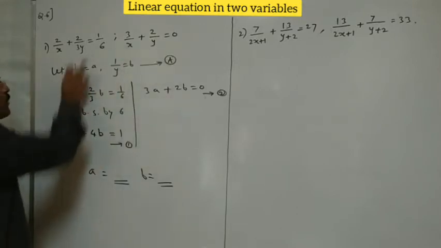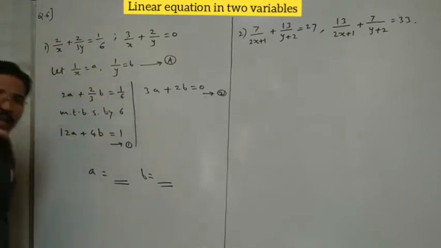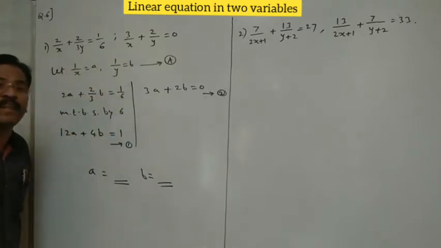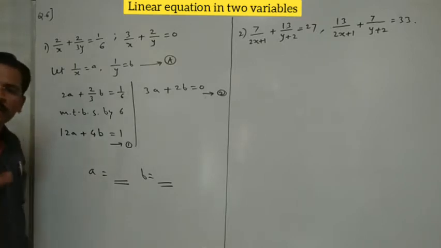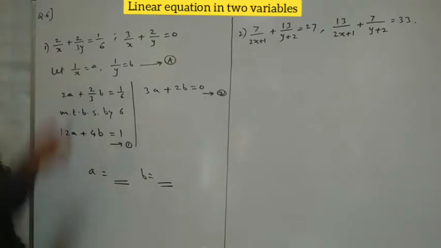Here in this form, 1 upon x is there, 1 upon y is there. So what can we make? Invertendo, meaning we can take the reciprocal. Then we can find the values of x and y. Understand friends?